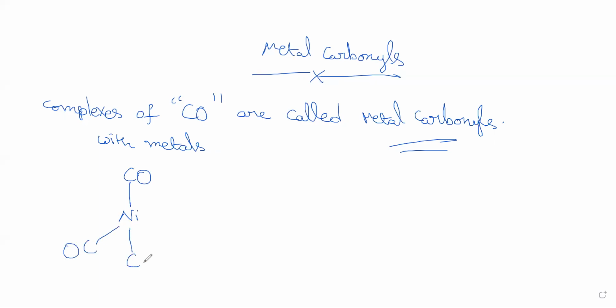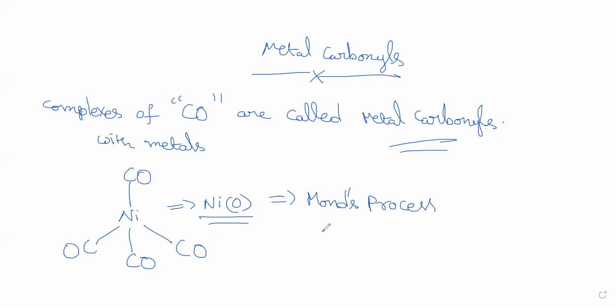So this is nickel carbonyl. This is a structure of nickel carbonyl. Nickel carbonyl is tetrahedral, with nickel in the zero state. It is used in Mond's process for the extraction of nickel. So this is the first part you have to know.